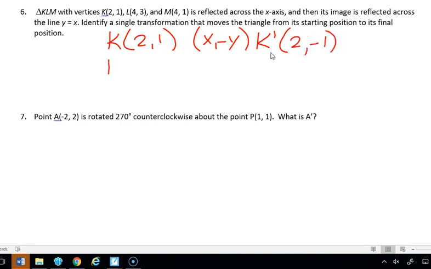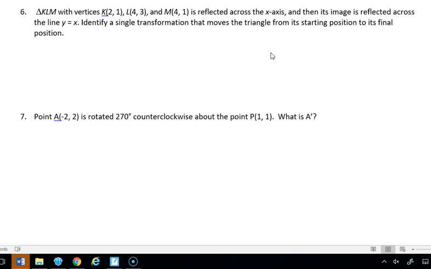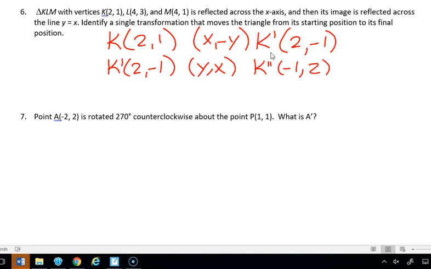Then we're going to do K prime, which was 2, negative 1, and we're going to reflect it across the line y equals x. The rule for that is y, x. So then we're going to get our K double prime here. So that's going to be negative 1, 2. Then what we want to do is compare our first point with our last point. So we're going to compare K, which was 2, 1, to K double prime, which is negative 1, 2. And we're going to come up with a rule for that.